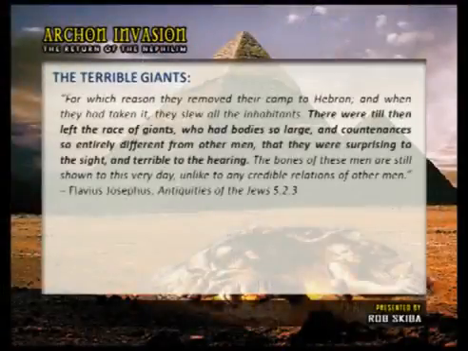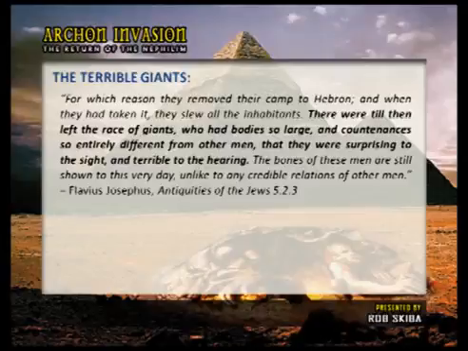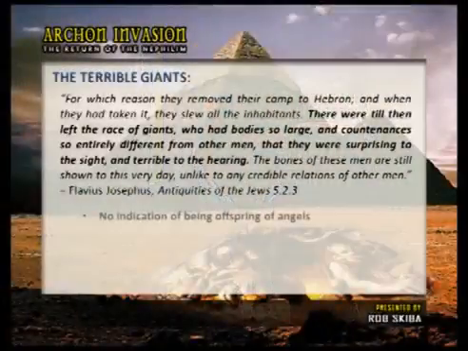Josephus, the historian, also describes giants. "There was still left the race of giants, who had bodies so large and countenances so entirely different from other men that they were surprising to the sight and terrible to the hearing." These were horrific creatures. Josephus writes about these as a historian in the first century, and he actually says that the bones of these men are still on open display in his day. So apparently they had a little museum of the conquered giants the Israelites wiped out. Here's the bones of the giants right here for everybody to see.